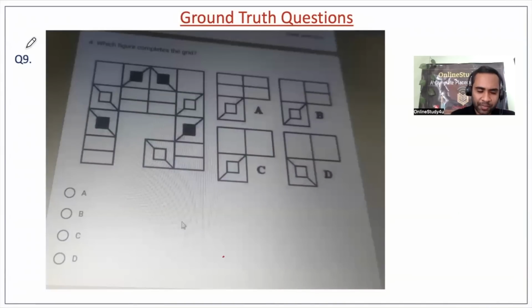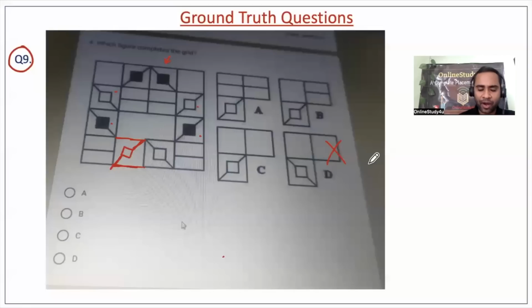Now friends, question number 9. If you try to see what is happening here, this and this is clear, right? This and this are like opposites. In this particular section we have 2 dark, so definitely here we will be having 2 open, right? So 2 open will be there. This is clear anyway, so only option D we can eliminate.